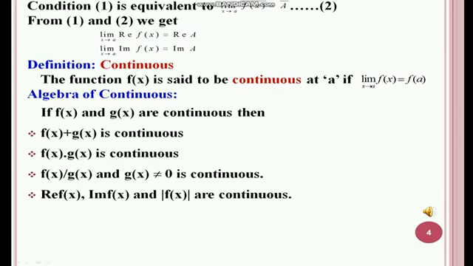Next we see the definition of continuous function. The function f(x) is said to be continuous at the point a if limit x tends to a of f(x) = f(a), that is, the left hand side limit at a and the right hand side limit at a are both equal to f(a).